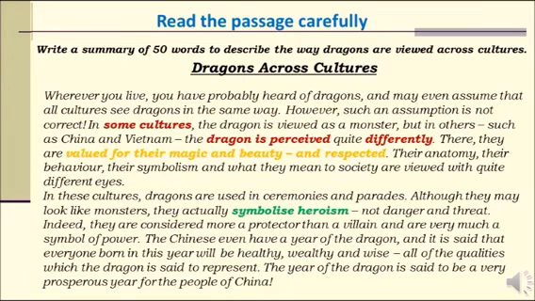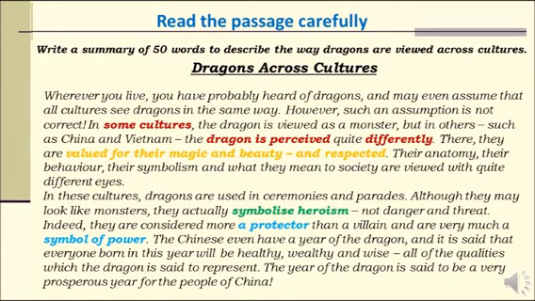Although they may look like monsters, they actually symbolize heroism, not danger and threat. So what is the third point? Symbolize heroism. Now let's move on to the next sentence. They are considered more a protector than a villain and are very much a symbol of power. So do you find any important phrase in this one which related to the question? Yes. So that means what is the point? A protector and a symbol of power. So those are the highlighted words or phrases which are important for the question.